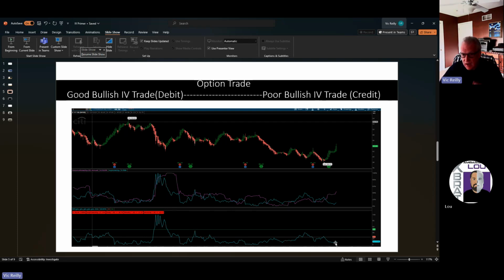IV rank or percentile means that only 9.68% of the time is the IV lower than the current implied volatility at this point in time. That means there's a good chance that the IV moving forward into December is going to rise, which means that would be a good bullish trade of a debit style trade.